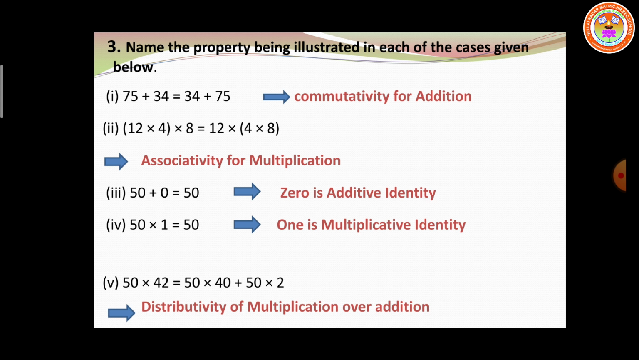Very good. Fifth one, 50 into 42 is equal to, this 42 is expanded, that is 50 into 40 plus 50 into 2. So they have distributed the numbers. It is based on the property of distributivity of multiplication over addition, because they have added 40 plus 2. In case they have expanded 40 minus 2, you should write distributivity of multiplication over subtraction. Is it clear, children? Are you thorough with the properties?